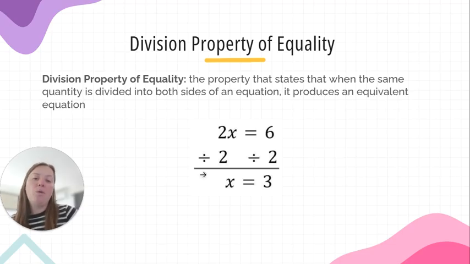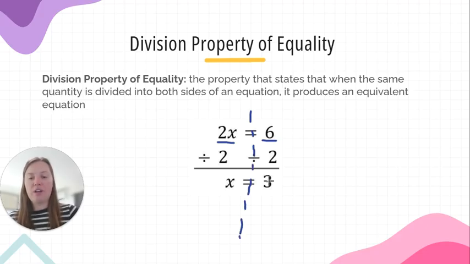Division property of equality. This basically just states that when we divide two things by the exact same value, what we have created is equal. So we have our equation here, 2x and 6. We divide both of them by 2, both sides of the equal sign we divide by 2. That means that my answer x equals 3 is also equal to each other. We're doing the same thing on both sides.